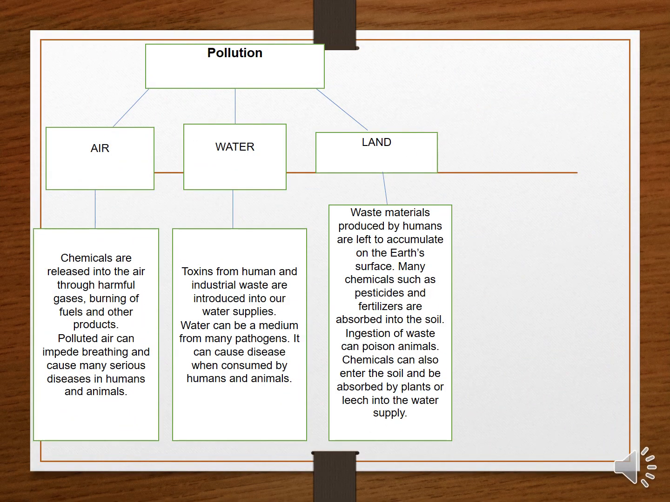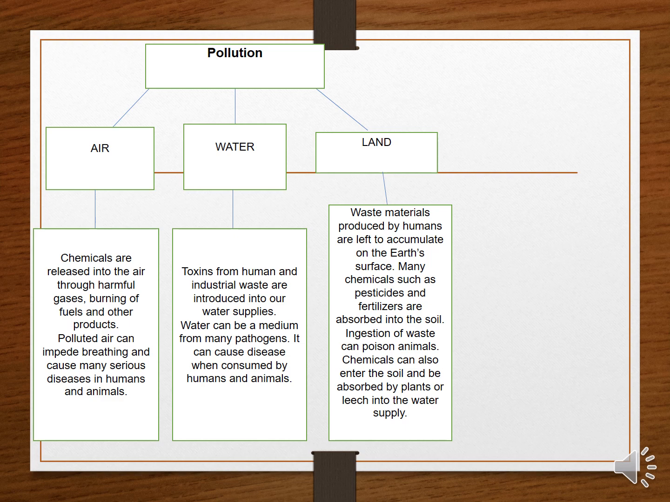Pollution. Air: chemicals are released into the air through harmful gases, burning of fuels, and other products. Polluted air can impede breathing and cause many serious diseases in humans and animals. Water: toxins from human and industrial waste are introduced into our water supplies. Water can be a medium for many pathogens. It can cause disease when consumed by humans and animals.